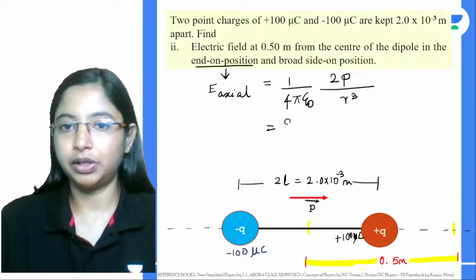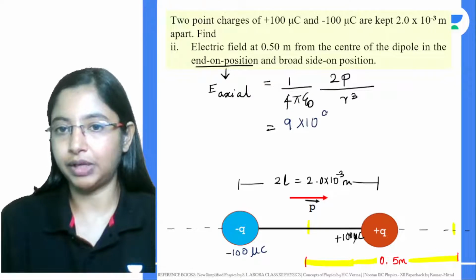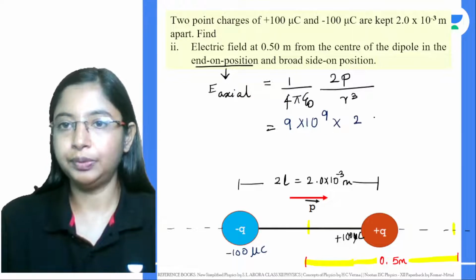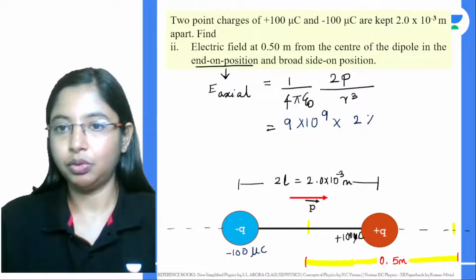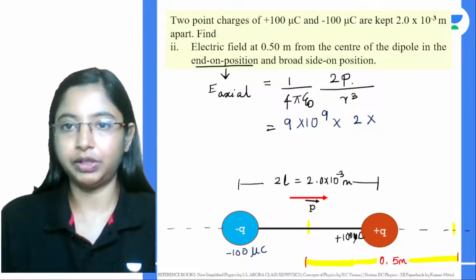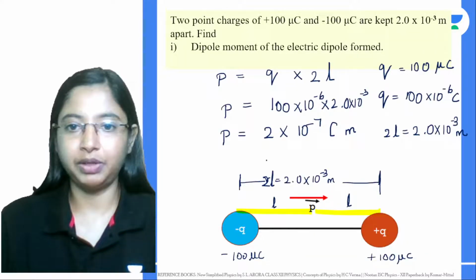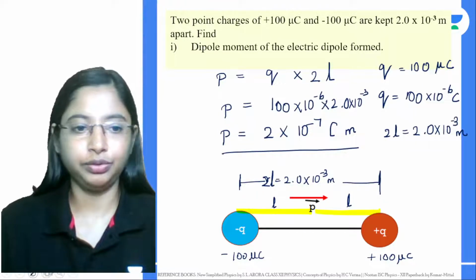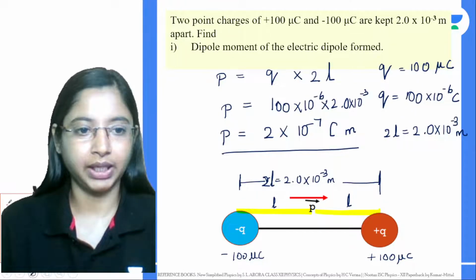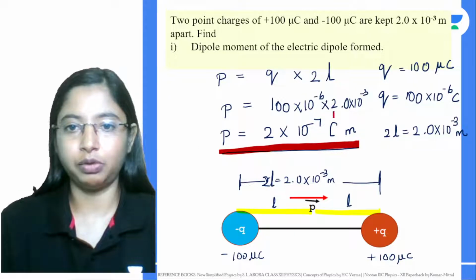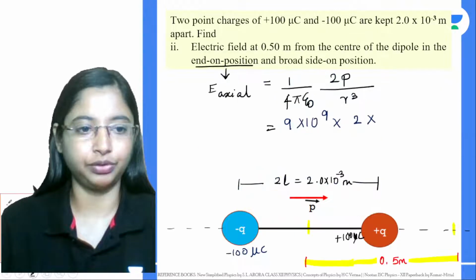1 by 4 pi epsilon naught is 9 into 10 to the power of 9. Right, that is 1 by 4 pi epsilon naught into 2, into the dipole moment. Did we find the dipole moment for this system? We found the dipole moment in the previous question, right, to be 2 into... this was the dipole moment value we found. We can substitute over here.